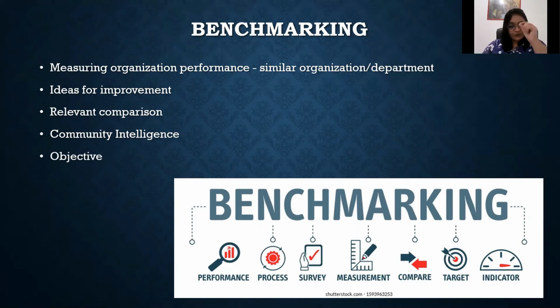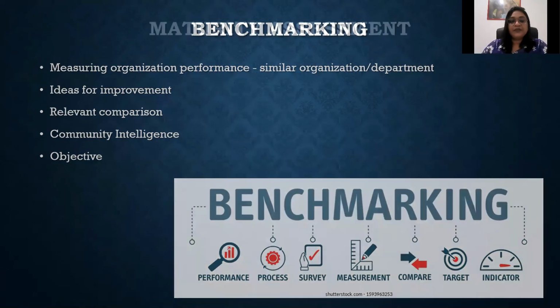So you will come to know, especially if you're doing it on numbers or processes, that, okay, my response rate is say 3 seconds, and the similar organization's response rate is 1 second. So this is how I need to improve. So this is a very beautiful method. It's very objective as well.